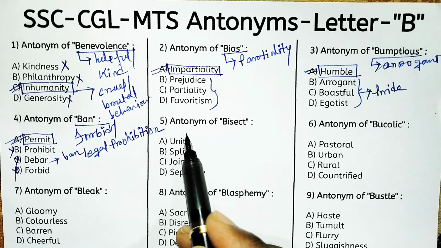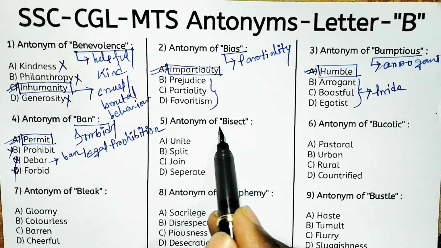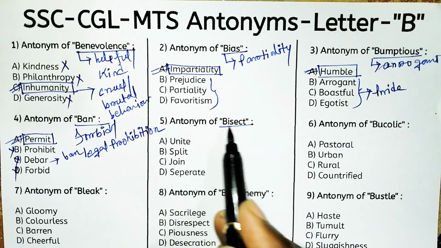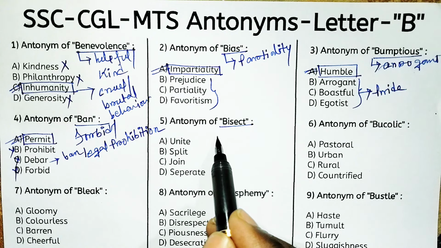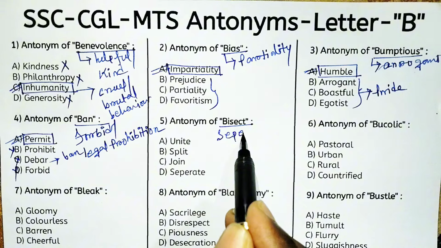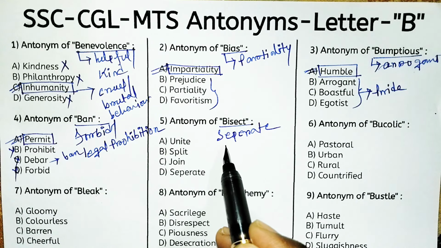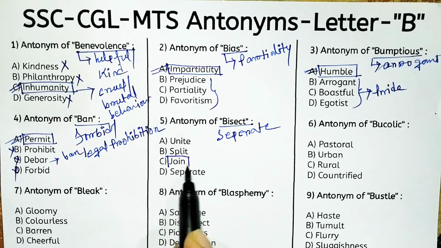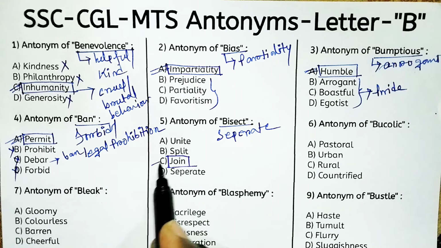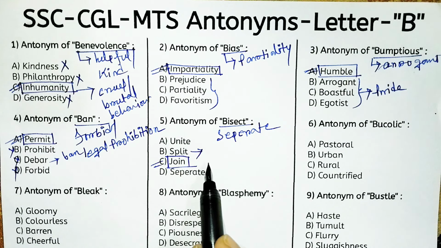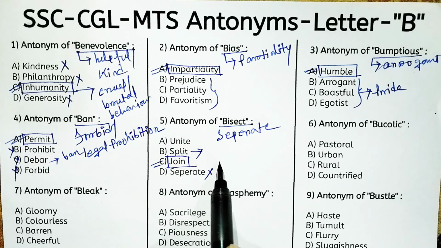Next, antonym of bisect. Okay, so look, bisect means divide into two parts, or separate. So antonym of bisect is obviously join. Okay, join. Split means to divide into two parts, three parts. Separate is actually the synonym of bisect.